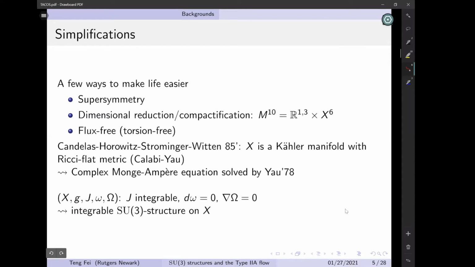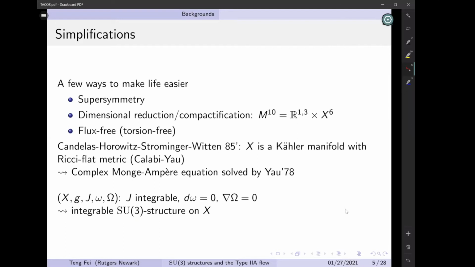And J and G together give a Kähler form omega, and also there's a holomorphic volume form known as capital omega. Okay, and in this flux-free case, J is integrable, so we have a complex manifold, and omega is closed, so this is a Kähler manifold, and finally this omega is parallel under the Levi-Civita connection. So this is the Ricci flat condition.